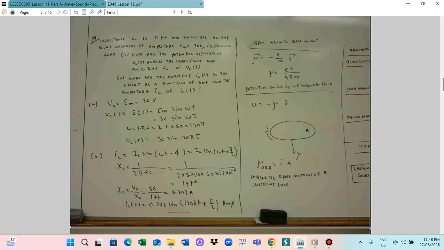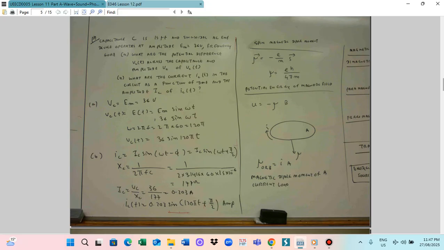And part B: what is the current IC(t) in the circuit as a function of time, and the amplitude IC? So we need to find IC(t). The equation is IC equals IC sin(omega t minus pi), or IC sin(omega t plus pi by 2). This is the equation for the capacitor. To calculate IC, we have to calculate the capacitive reactance XC, which is 1 by 2 pi f C. So 1 divided by 2 times 3.1416 times frequency 60 times capacitance 15 into 10 power minus 6, since it is 15 microfarad. Solving this, XC is 177 ohm.